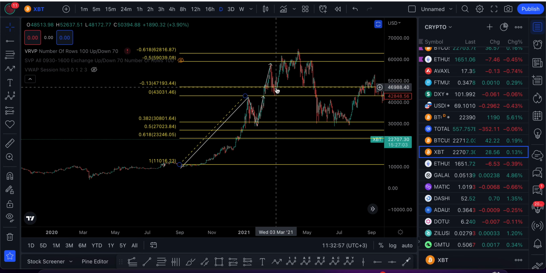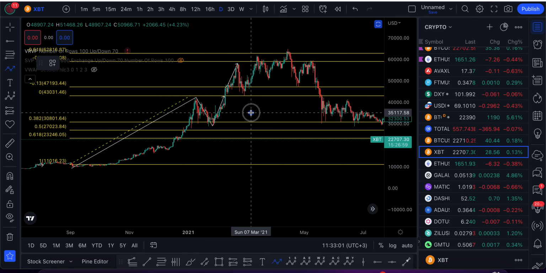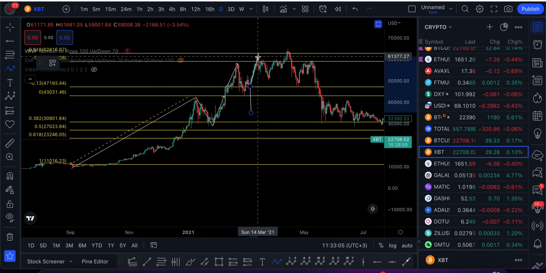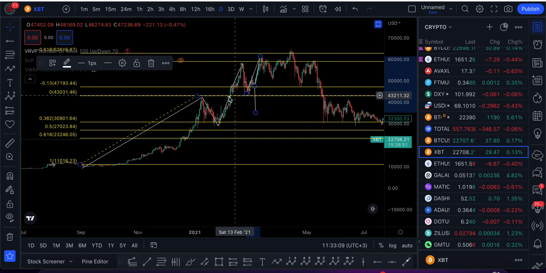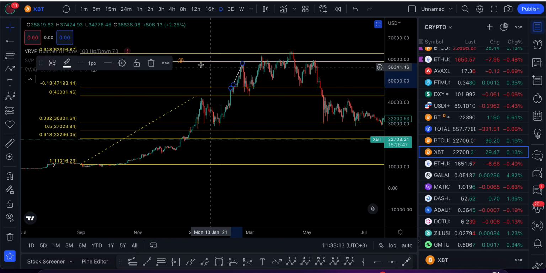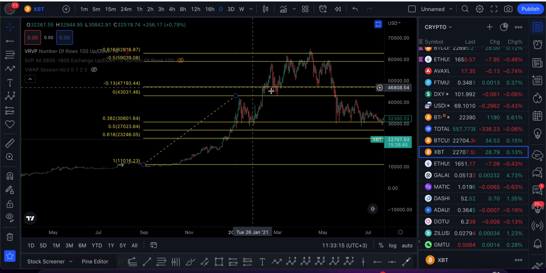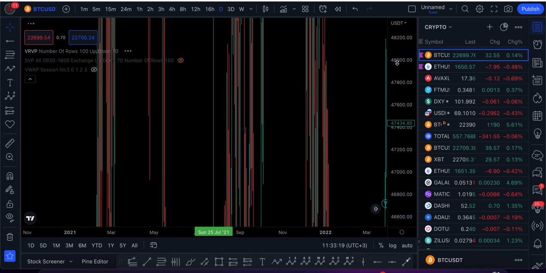Then we broke the support again right about here. Right about here, as you can see, we found support above the 0.13 and price went to our desired target, right? So this is what I would like to see currently in BTC. Having explained this technique, let's try to use it on our price action today.